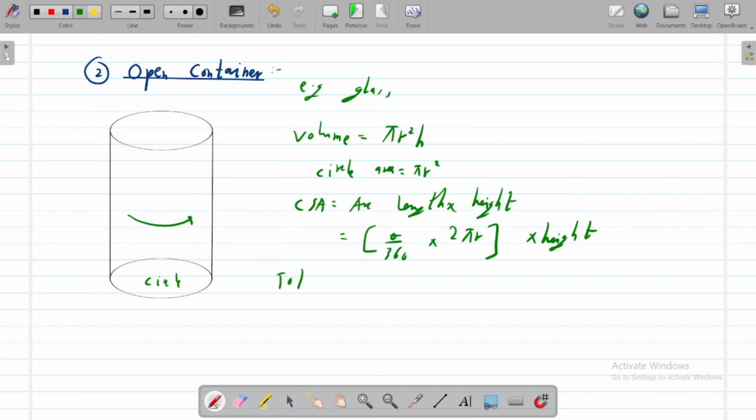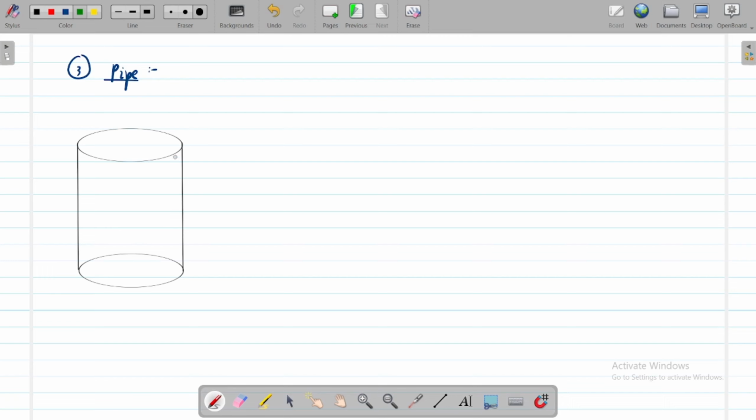Then the total surface area will be pi r squared plus theta over 360 times 2 pi r times your height. The third and the final one, we have our pipe. Now in a pipe, we know that the top end is open and the bottom end is also open. So if we want to find the volume, same thing again. The volume is the same for all of them. That's going to be pi r squared h.